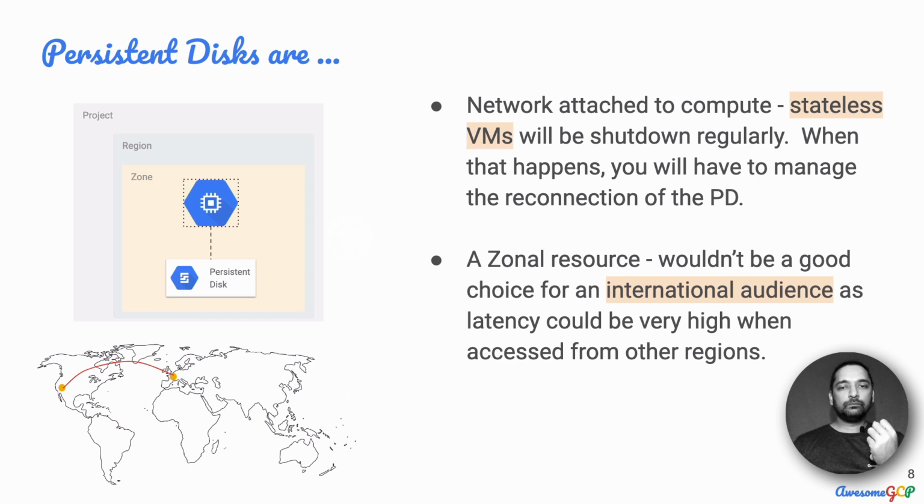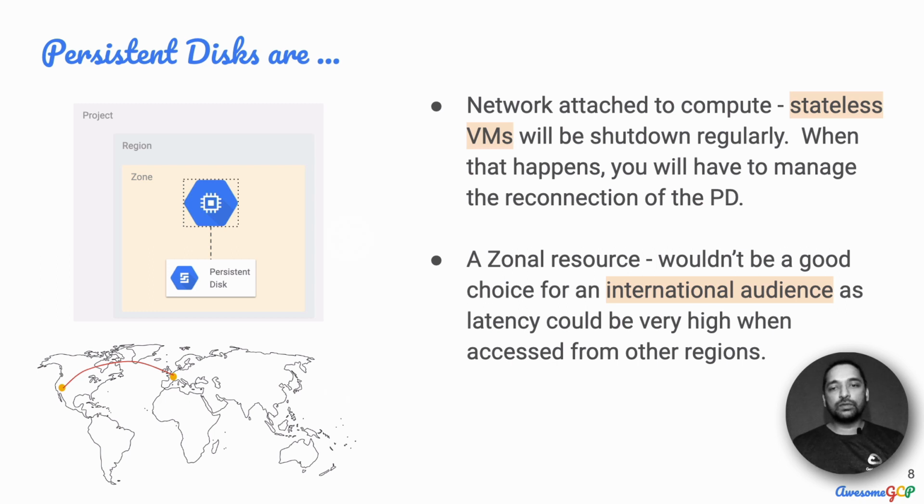Secondly, persistent disks are a zonal resource. So this wouldn't be a good choice for an international audience. Why? Let us say you are serving your data from the West Coast in the US, and your customers are in the Europe region. If it is a regional or zonal resource, the data request will have to travel over Google's very fast network, but you are still restricted by the physical speed of light. You can't go faster than that. So there still is a certain amount of time taken for that request to travel all the way from Europe to the West Coast and then come back. This wouldn't be ideal when you're working with an international audience.